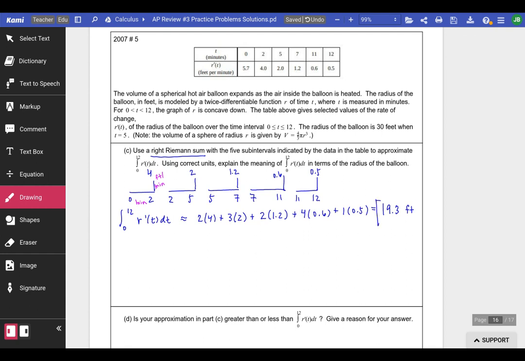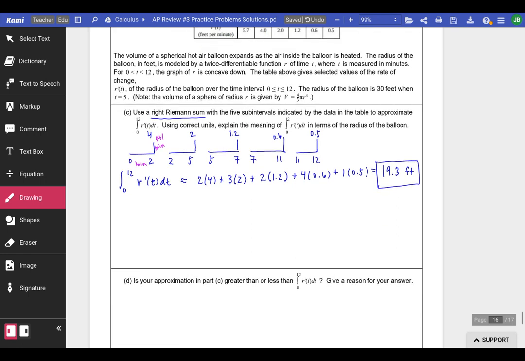And now I have to explain the meaning of that integral. Well, if I integrate from 0 to 12, I'm integrating the rate of change of the radius. When I integrate that rate, I should just get the change in the radius. So this integral represents the change in the radius.